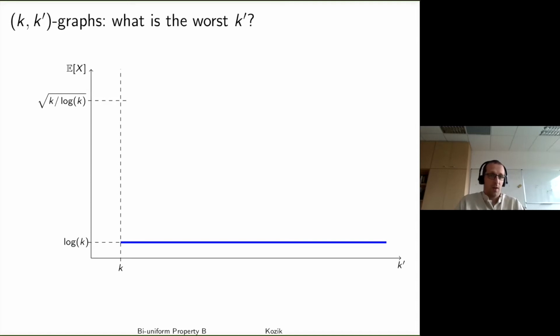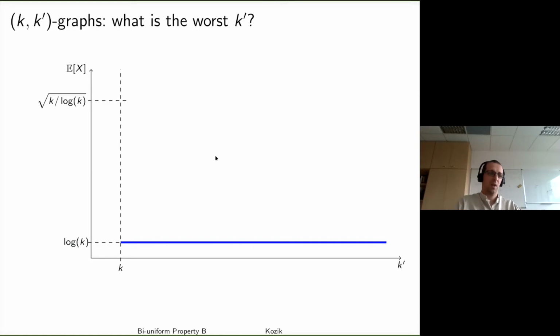So if we focus on k and k prime graphs, it seems like a good question to ask what is the worst k prime that we can choose for a fixed k. So the theorem I mentioned before was that it didn't make any difference. It was saying that whatever k prime you choose, if the expectation is below log, you can two-color your hypergraph. But at the same time, you can expect that if your k prime is close to k, you can get something better, maybe close to the square root of k times log k.